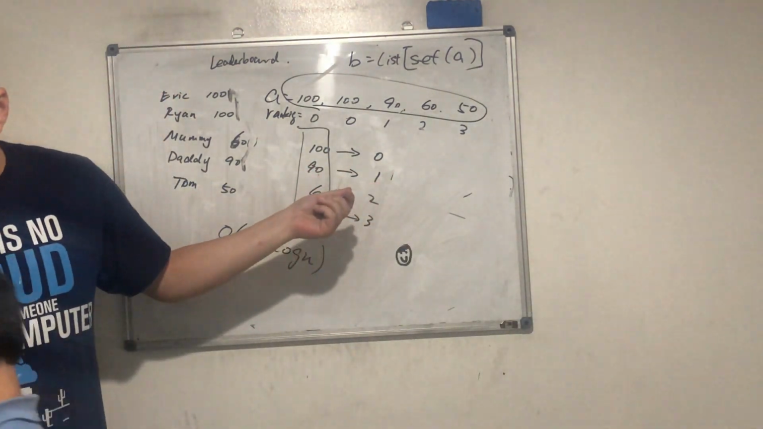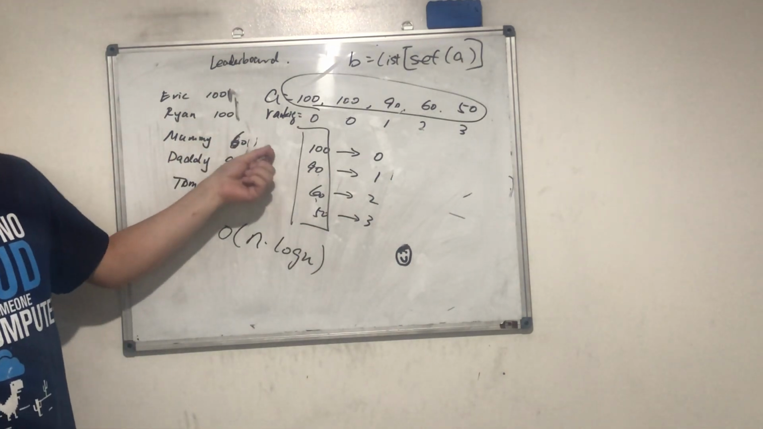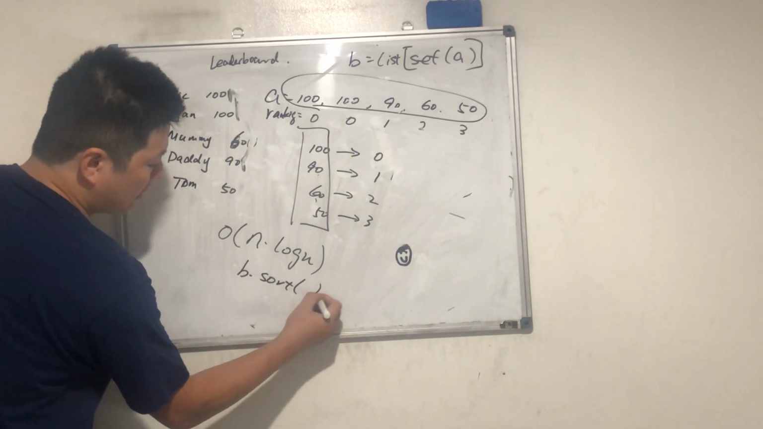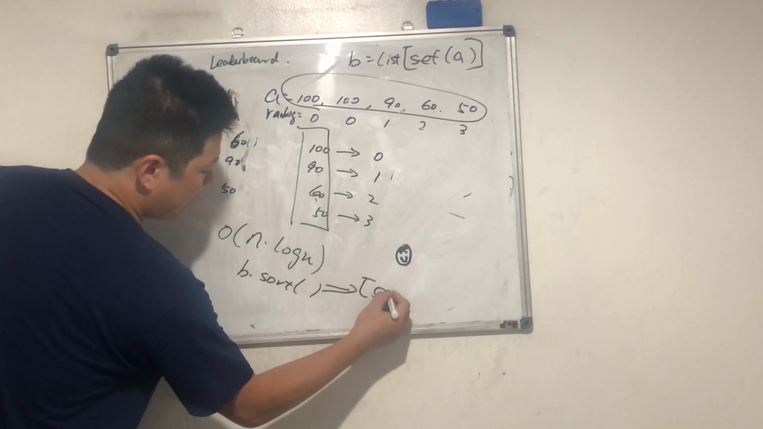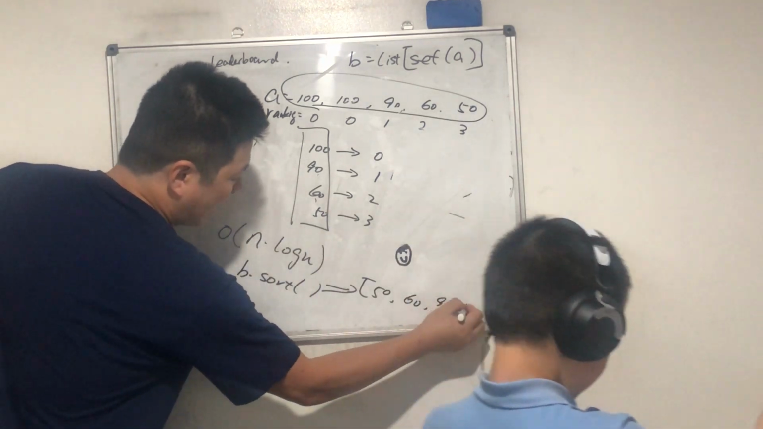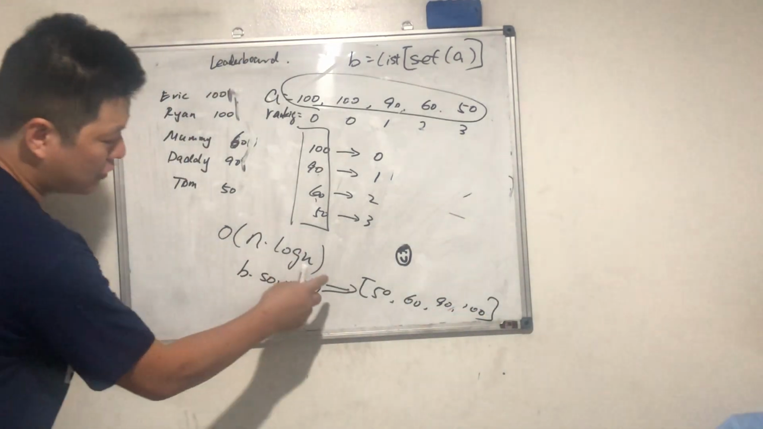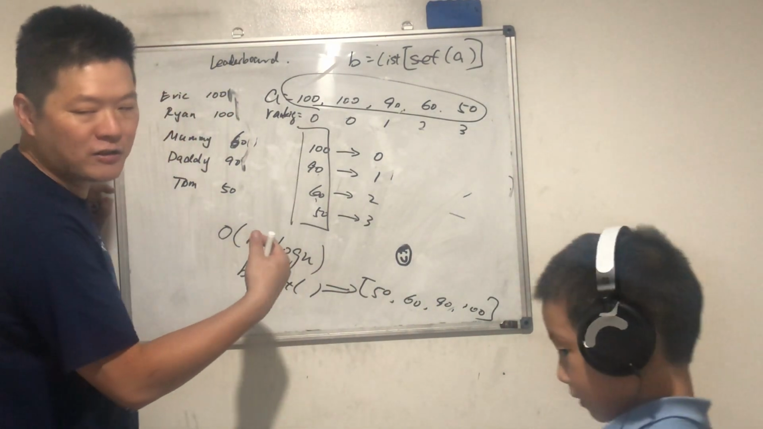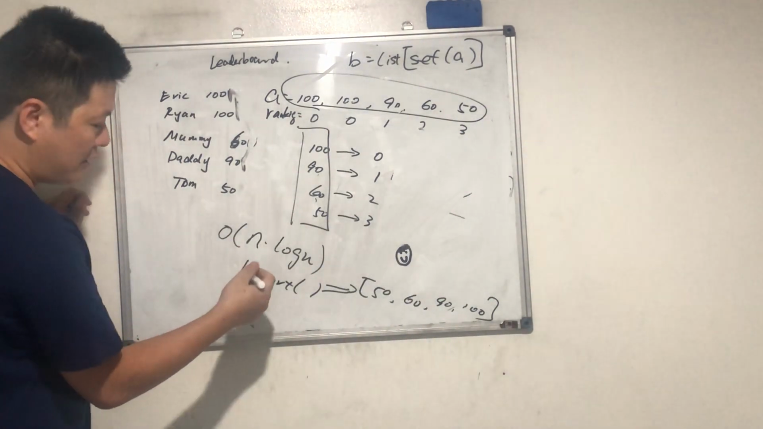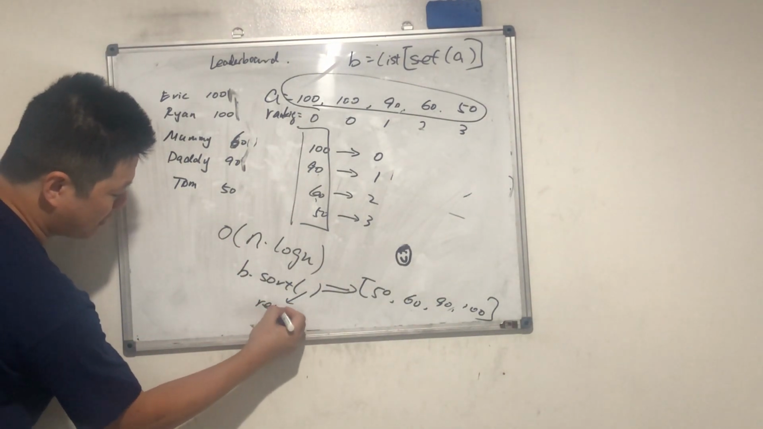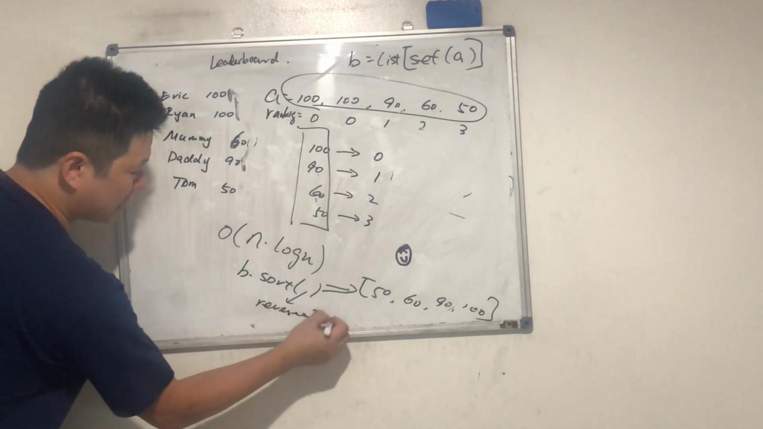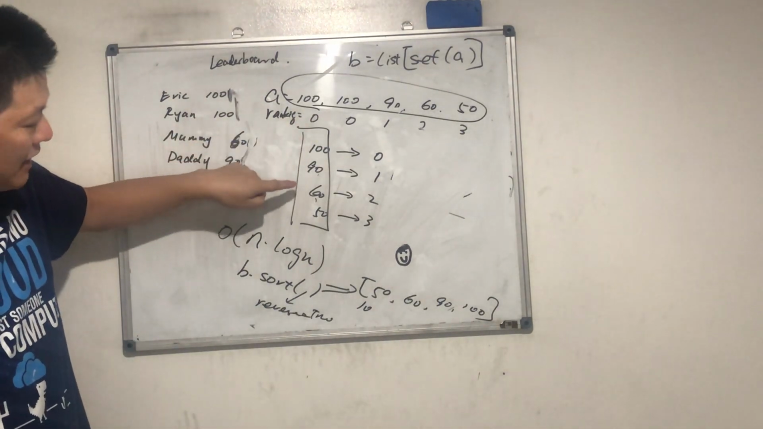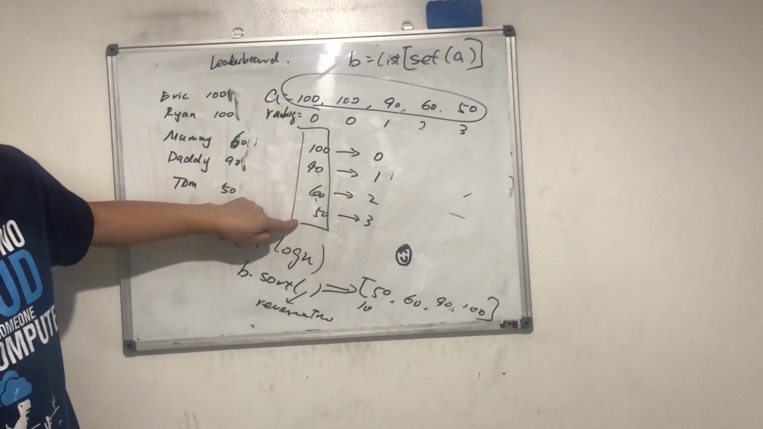If we do B dot sort, that will give us 50, 60, 90, 100. But what we want is from the highest to the smallest, so we reverse the order. So B dot sort with the reverse keyword, reverse equals True, and then it will give us 100, 90, 60, 50. So now this array is 100, 90, 60, 50. And how do we get the ranking?